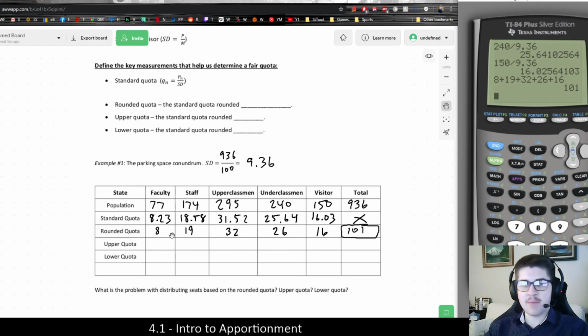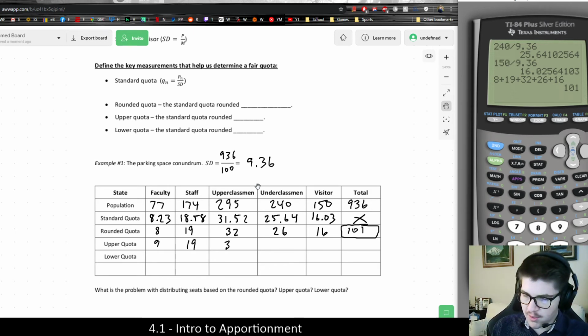But at the same time, sometimes we might be asked to find, well, what's the upper quota and what's the lower quota? In each of those cases, upper quota just means take the standard quota and round up regardless. So if we were talking about what would be the upper quota for the faculty, we would just take 8.23 rounded up. Basically go to the next number, and all of those would be rounded up regardless of the decimal behind them. Even if it's 16.03, right? It doesn't matter how close it is to 16, it's going to be rounded up.